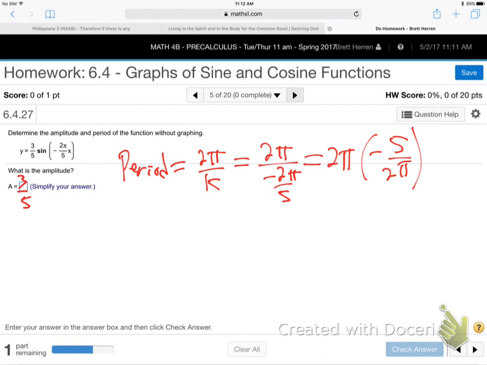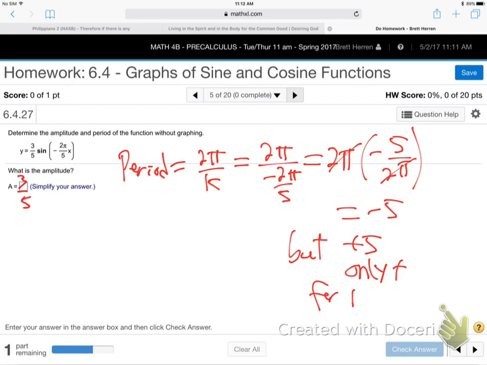I mean, that was the same thing, wasn't it? Period and amplitude. So the 2 pi's cancel. Negative 5, but I think they want positive 5 only. Positive for period and amplitude. So I say now, I'll go check. If I'm wrong, I'll come back and change that.